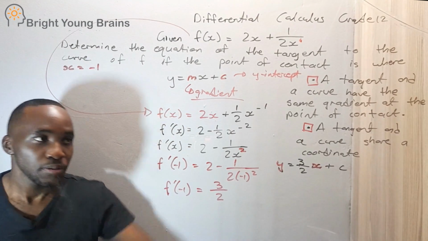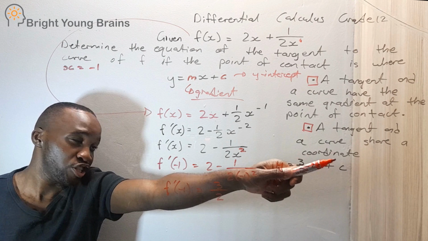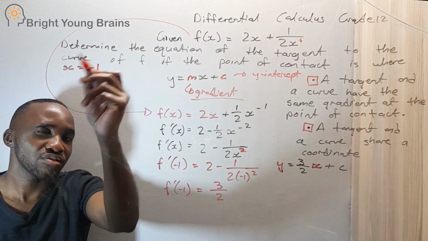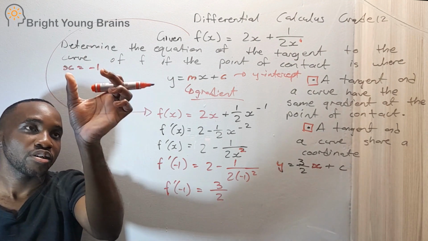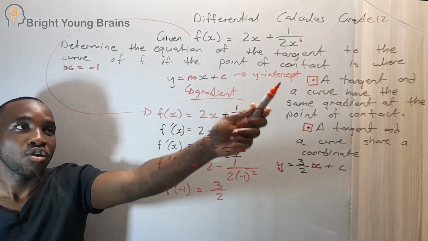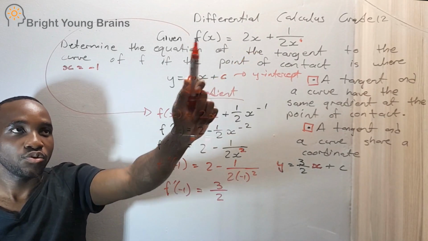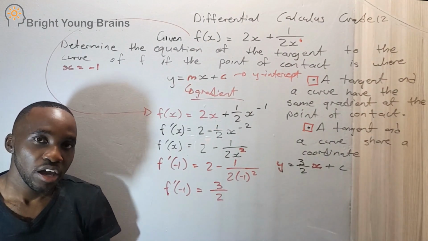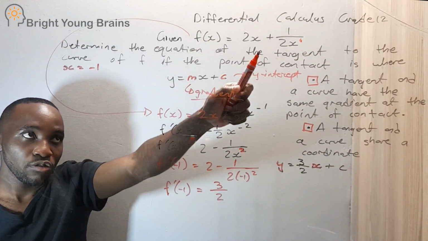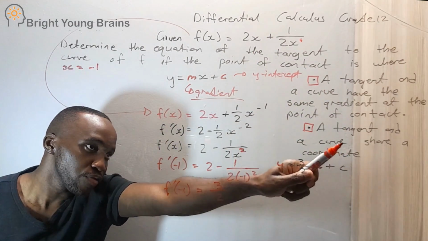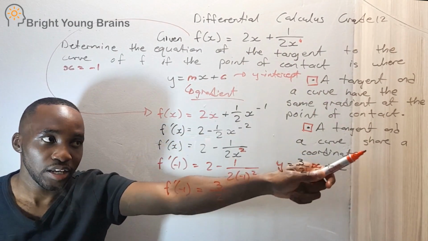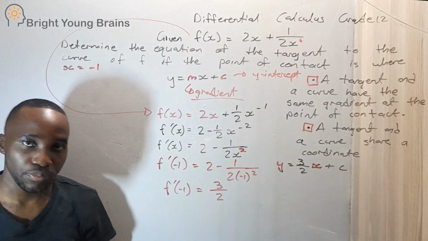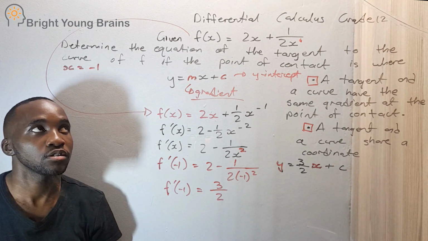Now the good news is a tangent and a curve share a coordinate. So automatically we know that if this is the x value of contact, for us to have a full coordinate, all we need is to throw our x value into this equation. Because if you throw x in there, it's going to give you a y value, and then you have a full coordinate. Now that full coordinate for our curve is also a coordinate for our tangent, meaning we will be able to use it in this equation. That's why this second point is important.